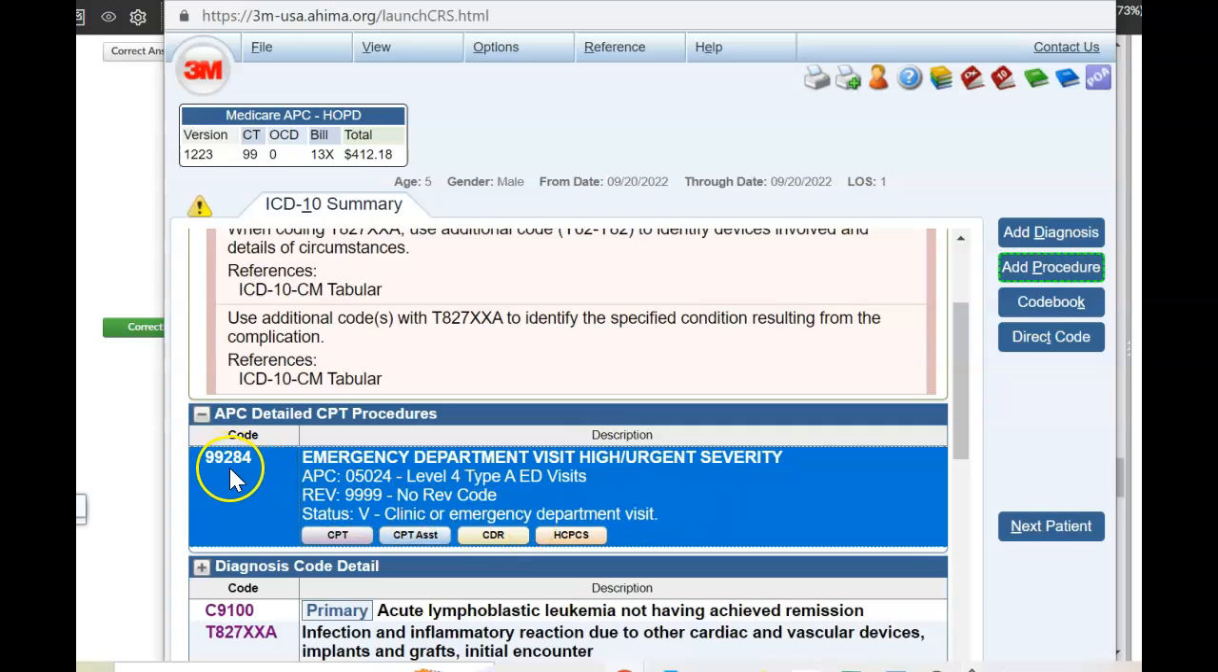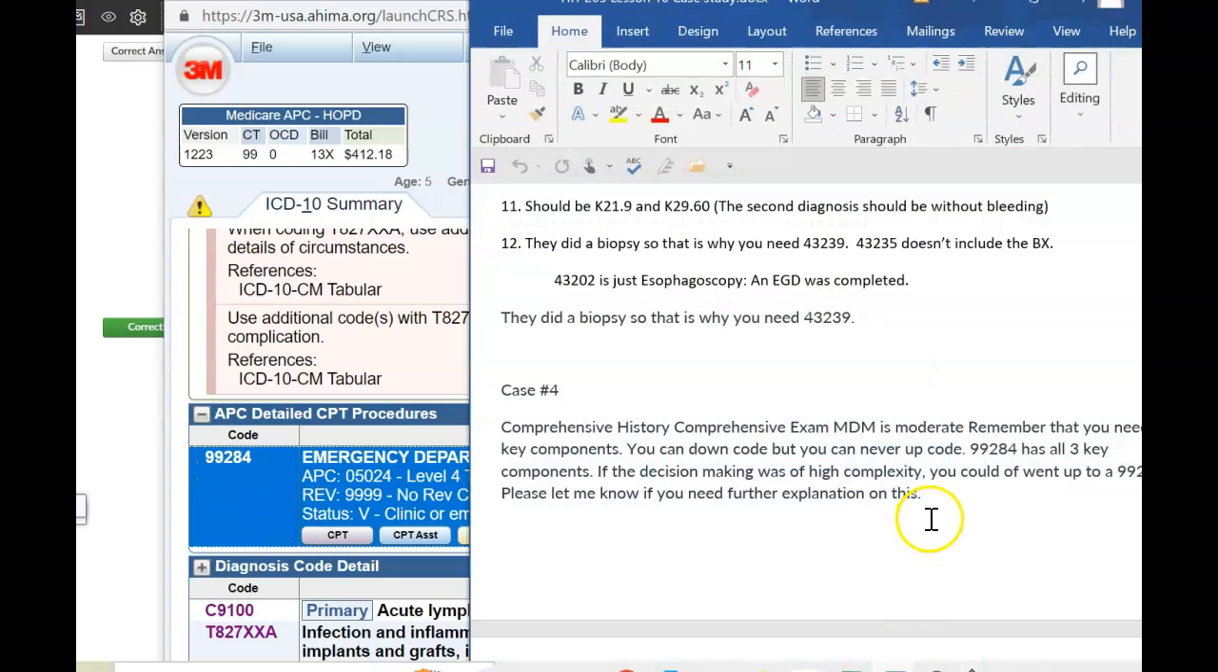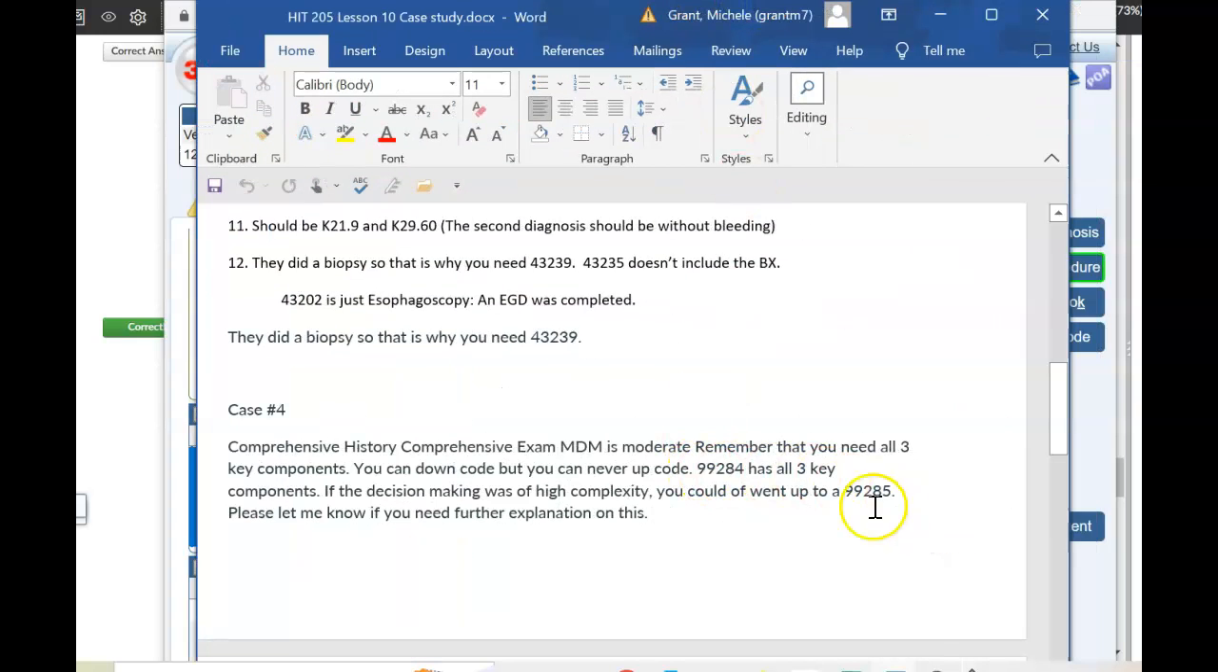All right, so let's look here at the ER. A few of you had that incorrect. One thing I want you to keep in mind with 99284, once I go down here, you have to remember we need all three key components. We can down code, but we can never up code. 99284 has all three key components. If the decision making was high complexity, then we could have gone up to a 99285.